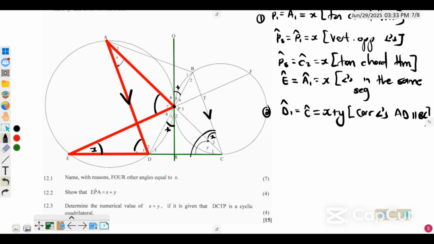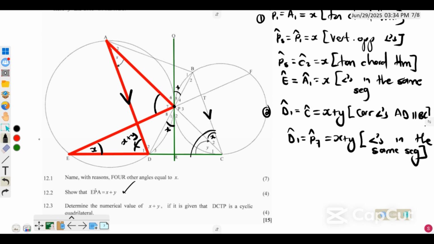Then once we have this as x plus y, by default we can see that angle D1 is equal to angle P7 like we said. Then both of them should be equal to x plus y. Again, these are angles in the same segment. They are both subtended by the arc AE in the same segment. There. Proven. We are done.